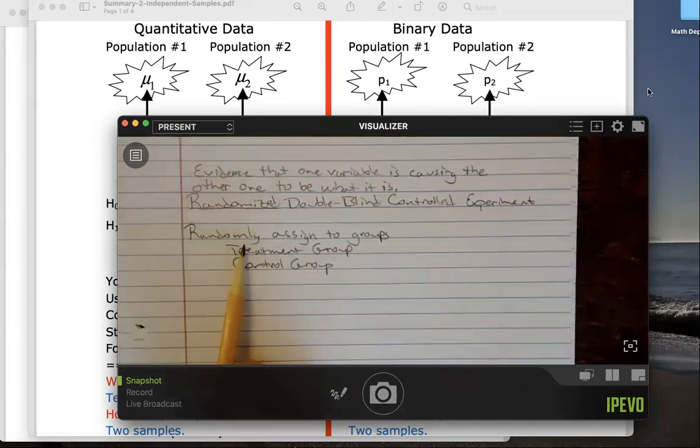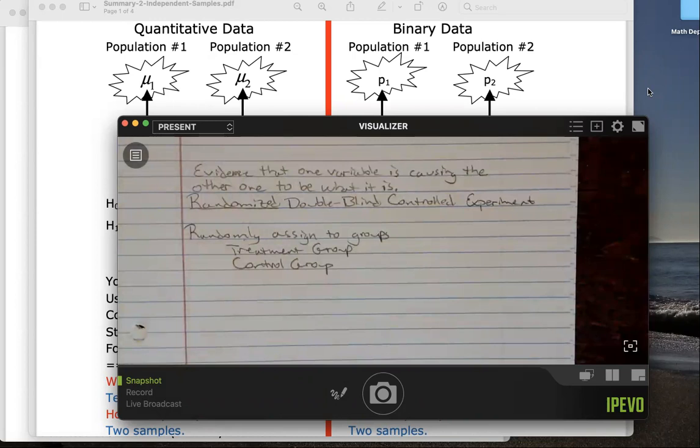Now, this randomly assigning to groups, this is almost magical what it does. Because if you randomly assign to groups and your groups are big enough, what happens is those two groups are very similar. They're not exactly the same, but they're similar. So if you're concerned about some aspect of one group having certain characteristics, we say, don't worry about it.